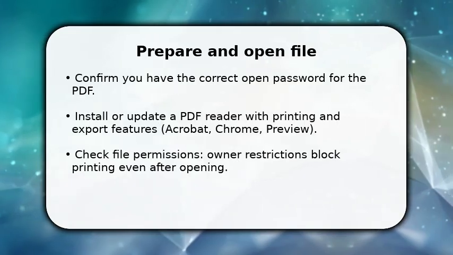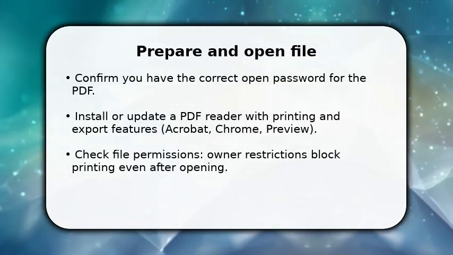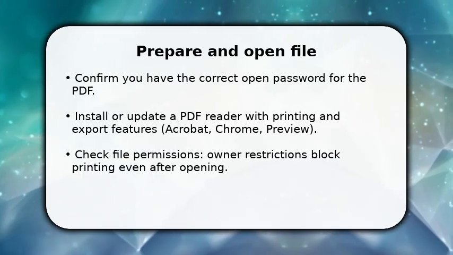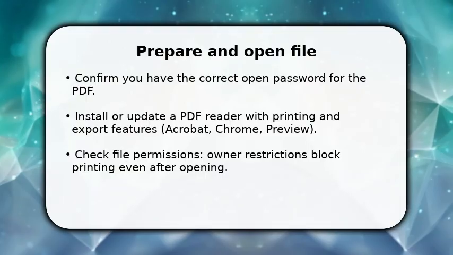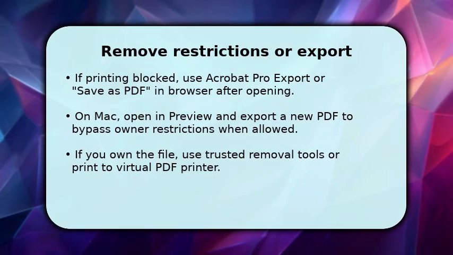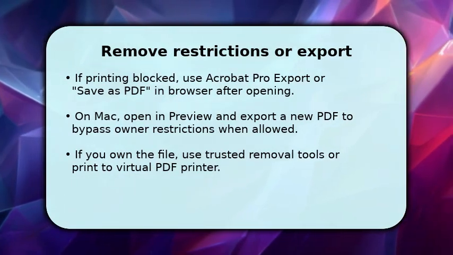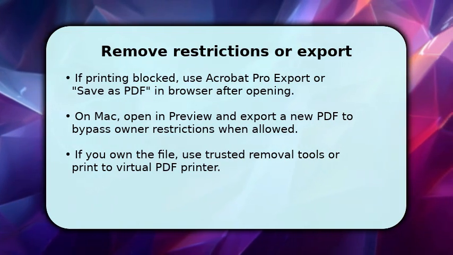If printing is blocked but you legally own the file, proceed to a removal or export method. If allowed, skip to the print dialog. Make sure the reader is up to date to avoid compatibility errors. Once you confirm printing is restricted, follow a removal first path when you own or have permission.